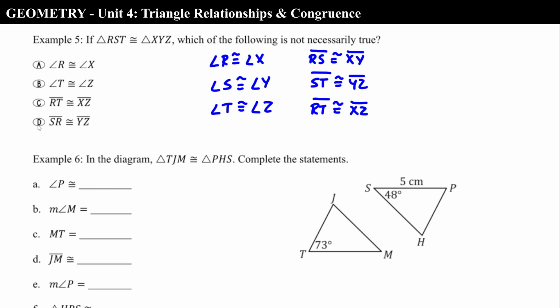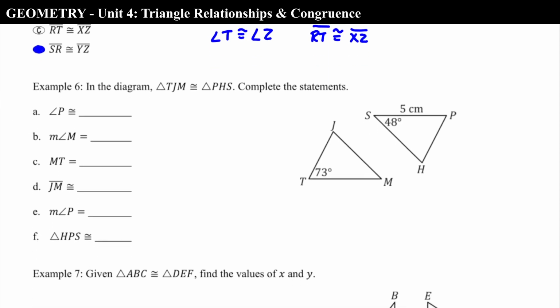Now, why do we use the term not necessarily here? Because it could be true. What if all the triangle side lengths are the same? In that case, it would be true. But we don't know that's a condition. So that's the only one where we can't say is true in all situations for every triangle or every pair of triangles by that name with this congruent statement.